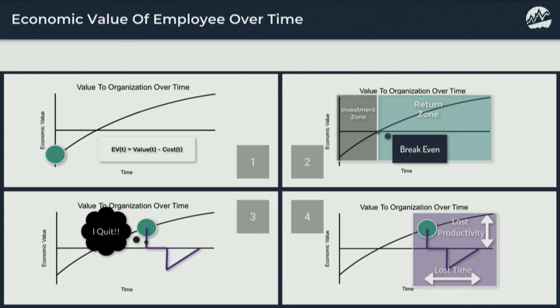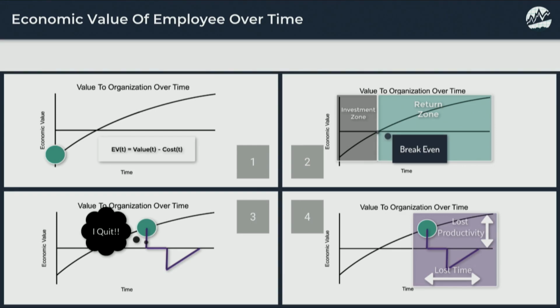So what happens when a person decides to quit? That's what this third box represents. So that employee has become a productive member of the company, they're generating returns, doing really good work, and then all of a sudden they decide to quit. And that could be because they hate their boss, that could be because their work-life balance is all out of whack, or they may just not like the work that they're doing.